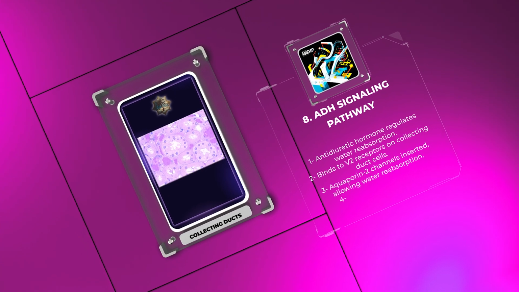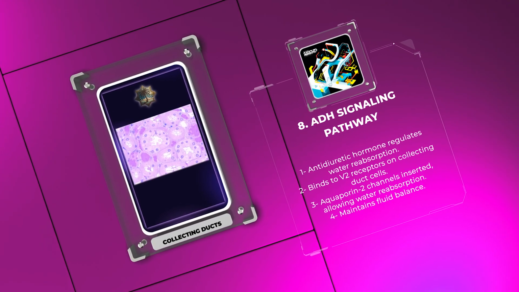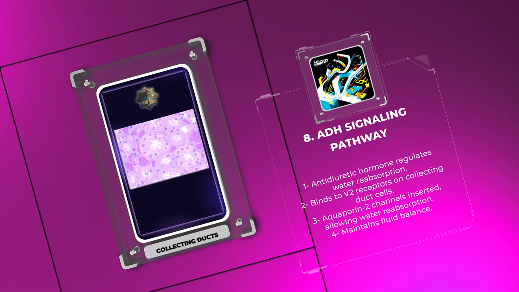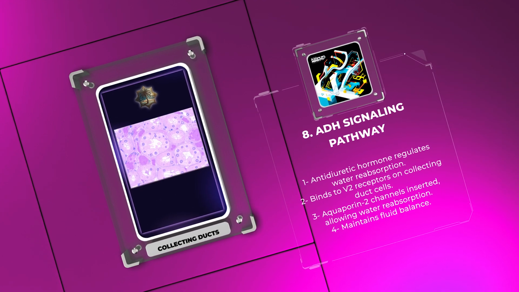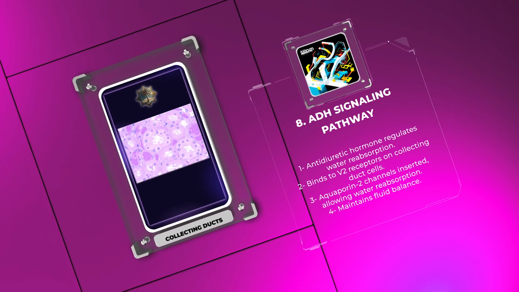The antidiuretic hormone, ADH, helps regulate water reabsorption in the collecting ducts. When ADH is released in response to dehydration or low blood volume, it binds to V2 receptors on collecting duct cells. This triggers a cascade leading to the insertion of aquaporin II channels, which allow water reabsorption. This maintains fluid balance and prevents dehydration.